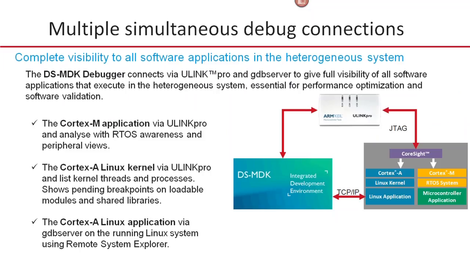It also works with the Ulink Pro. So again, if you're using Ulink Pro on Cortex-M, with the DS-MDK, it can be used to do bare metal debug for Cortex-A devices and also Cortex-M. If you have Linux running on the Cortex-A, we can also connect to GDB and run an application layer debug within the DS-MDK debugger as well.